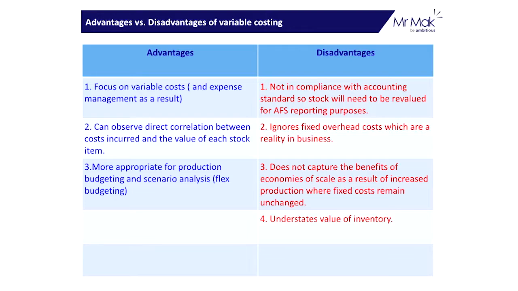Also, variable costing does not capture the benefits of economies of scale. A company manufacturing 1 million loaves of bread versus another company manufacturing 100 million loaves of bread, the latter company enjoys certain economies of scale. Those aren't captured when you do variable costing.